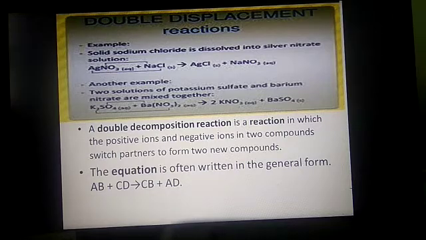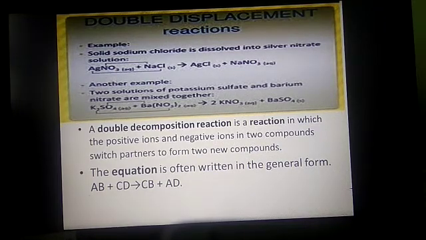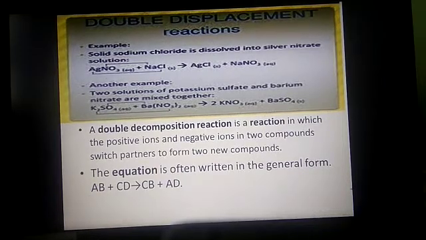So now we are in decomposition reactions. Decomposition reactions are chemical reactions in which chemicals decompose to give two new products. Those are also called double displacement reactions. Displacement reactions are chemical reactions that take place when an element or radical replaces another element in a compound.